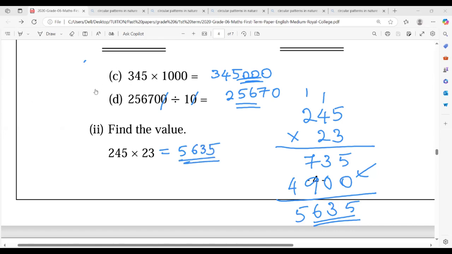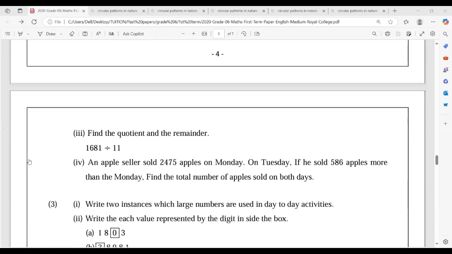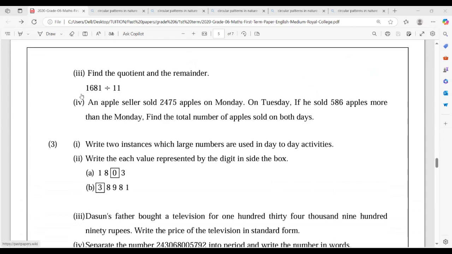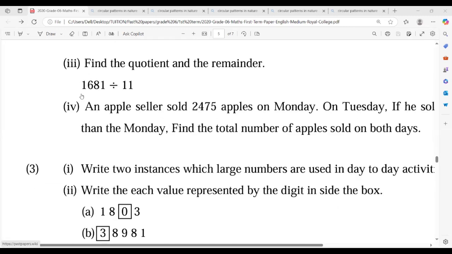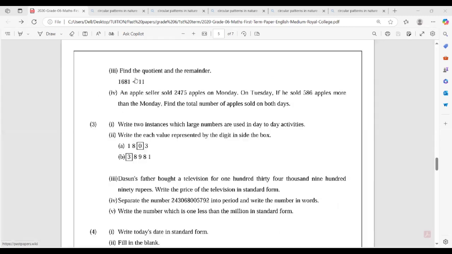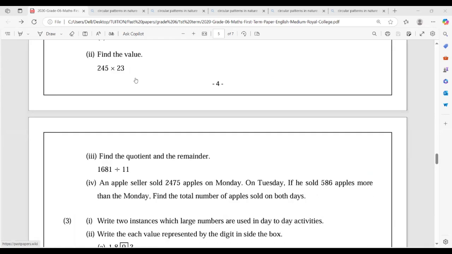Okay. Now let's go to the next part. Find the quotient and the remainder. This thing, right? 1681 divided by 11. For that, you have to divide this separately and then find the answer. You can do this on your answer sheet. 1681 divided by 11. So how many 11s are there? For 16, there's 1. 1 into 11 is 11, and then your remainder is 5.